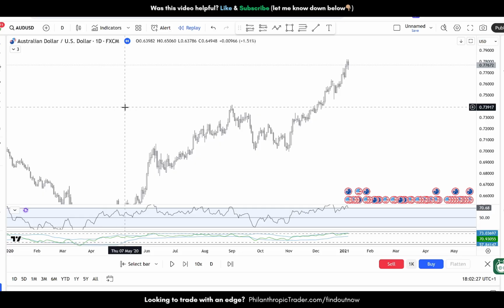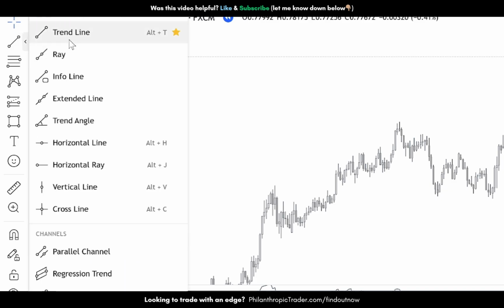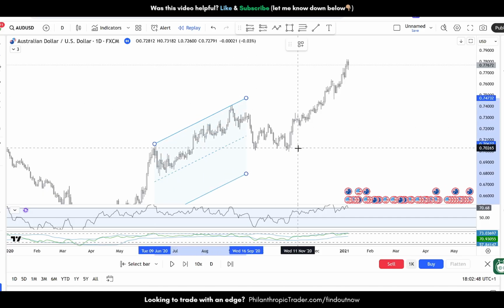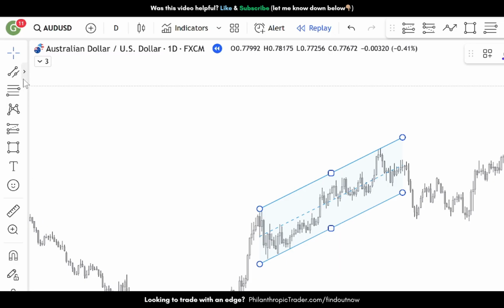But okay, how to use drawing tools for technical analysis. Over here on the left side, we have many features that we can use. For example, the trend line, the ray, extended line, horizontal line, vertical line. And then we have the pitchfork, we have regression trend, parallel channel. Let me click on that over here. So this is now a channel, right? Over here, let me see.